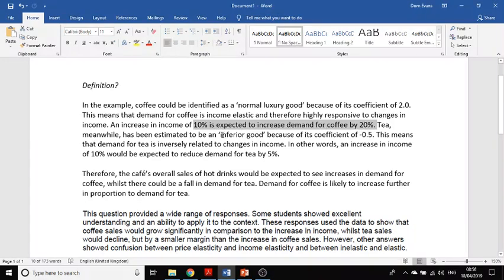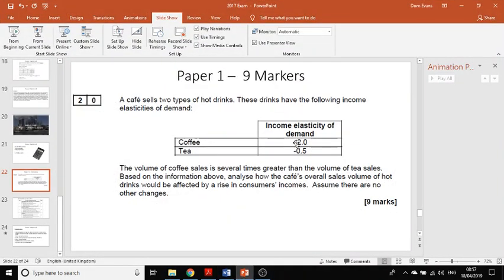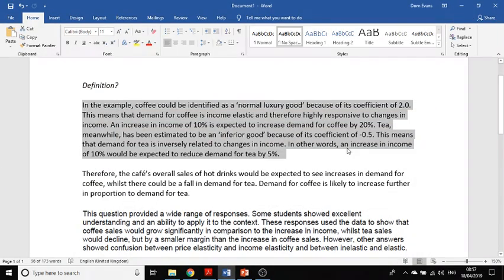Tea, meanwhile, has been estimated to be an inferior good because of its coefficient of minus 0.5. This means that demand for tea is inversely related to changes in income. In other words, an increase in income of 10% would be expected to reduce demand for tea by 5%. So what have I done in this paragraph? Well, you can see that I have used the data in the case study. It's clearly in context because I've explained it. I put in a calculation and I've tried to link back to sales volume. Perhaps I haven't actually done that well enough because I've just said it should increase demand for coffee and demand for tea. But here's my second paragraph.